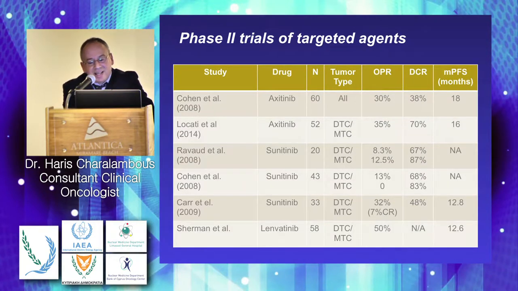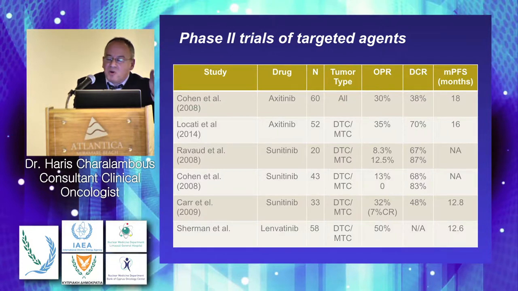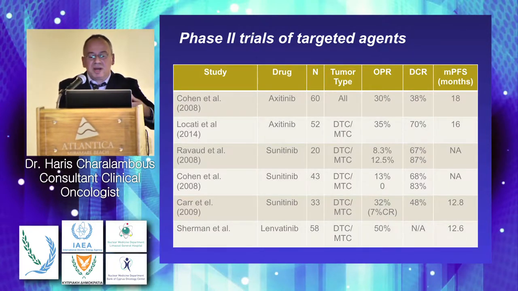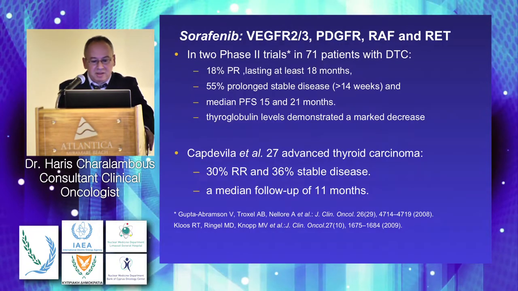When you look at the axitinib studies, they're just slightly better, but again, there is quite a lot of patient selection into these studies. Roughly, this is what this class of agents can do. So you get responses in about a third of the patients, perhaps a little bit more with some agents, and you get a PFS of, let's say, 12 to 18 months.